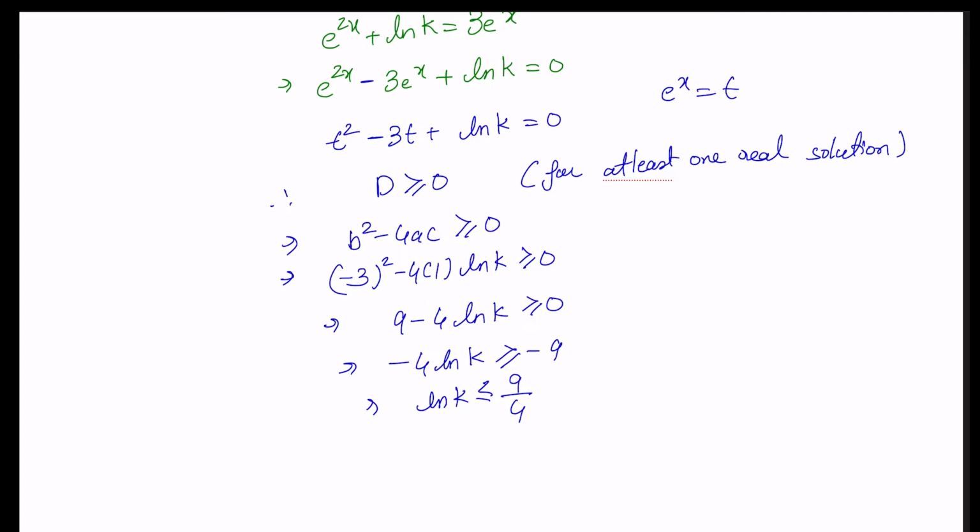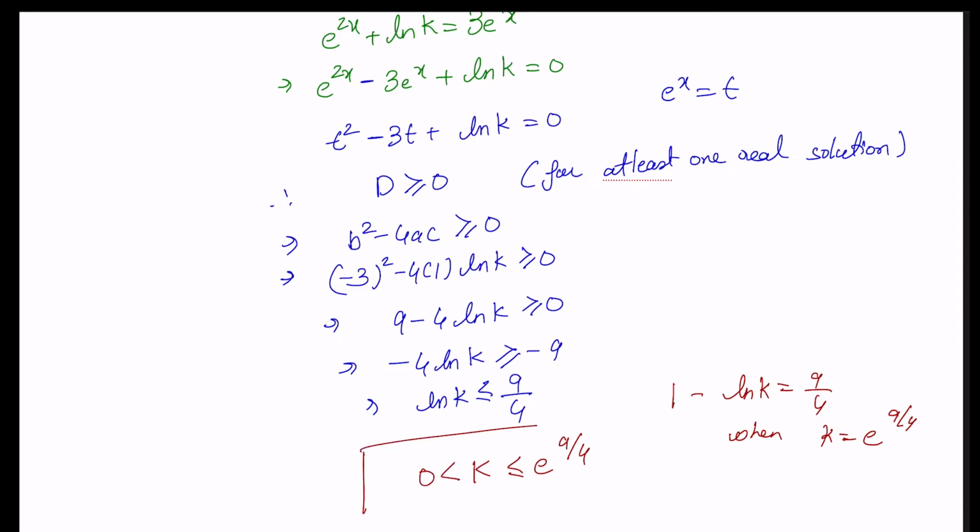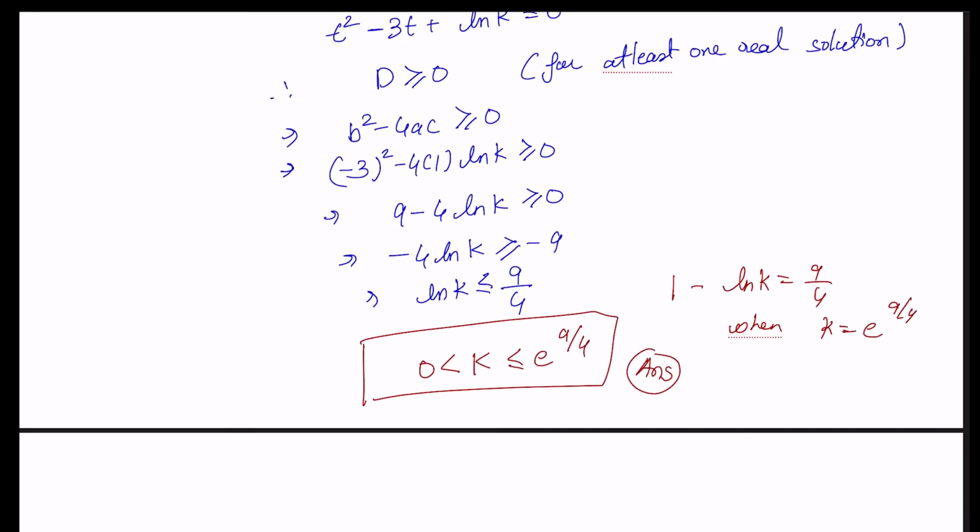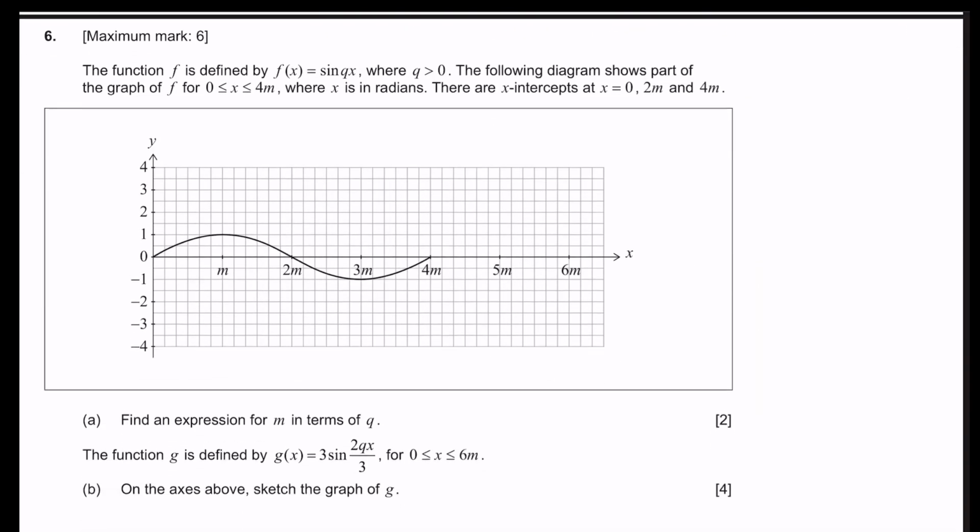Right? So we have to find the value of k. Ln k would be equal to 9 by 4 when k equals e to the power of 9 by 4. So that's the max value of k. And for ln, the function log base e, the value of k has to be greater than 0. It cannot be equal to or less than 0. So this will be the range of k, and this is the answer to this question. This is the range of values of k possible.